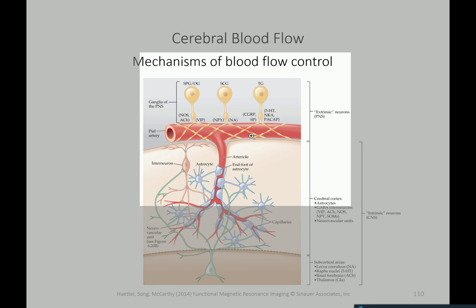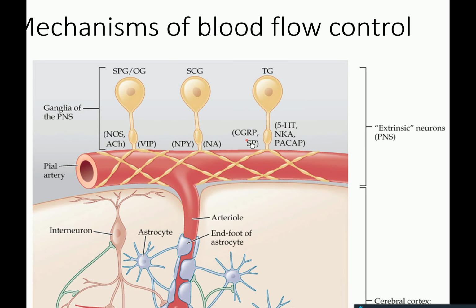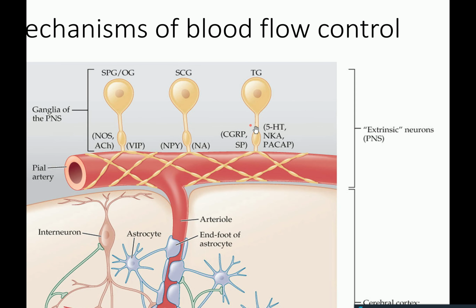So what this shows is that you here have kind of a pial artery, so one of these bigger arteries that's still above the cortex, and that you can have extrinsic neurons, which are part of the peripheral neural system that control the constriction of these vessels.